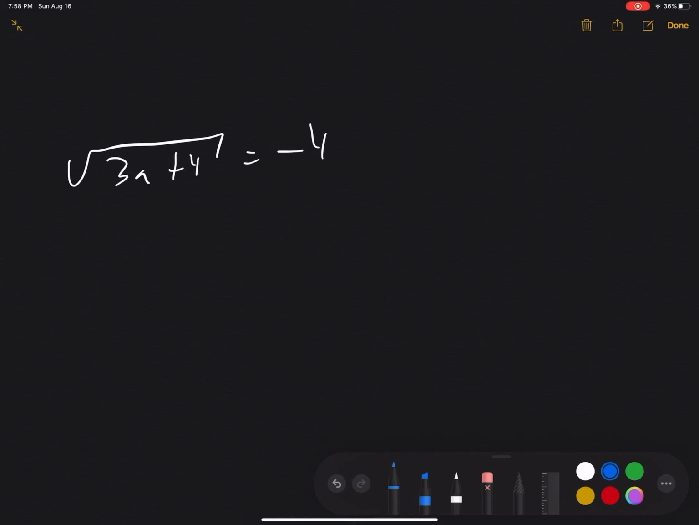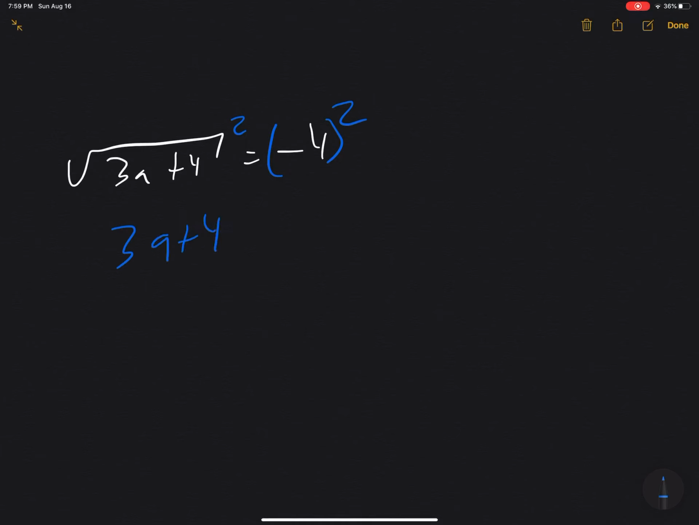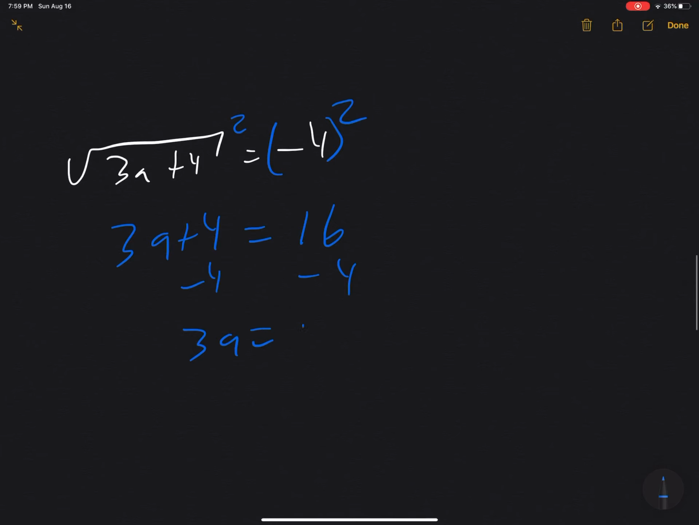So now let's try one that might not make sense. This time we have a similar problem, but we have a negative sign on the right side. Let's see what happens. I can still square both sides, and in doing so I get 3a plus 4 equals negative 4 times negative 4 is positive 16. Subtract 4 from both sides, and I get 3a equals 16 minus 4 is 12. Divide by 3, and a equals 4.